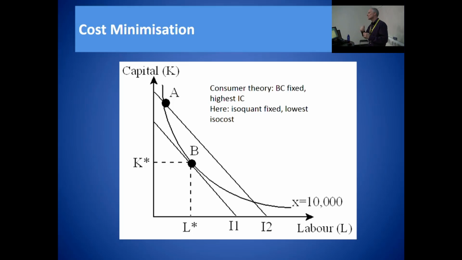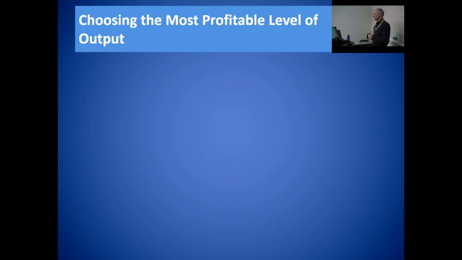So, that's the first point. We can take any level of output and the least cost combination way of producing that is by finding the lowest possible iso-cost given the isoquant. Do it for every single level of output we're concerned with. This is probably the trickier part now to get your minds around. It's that second part.